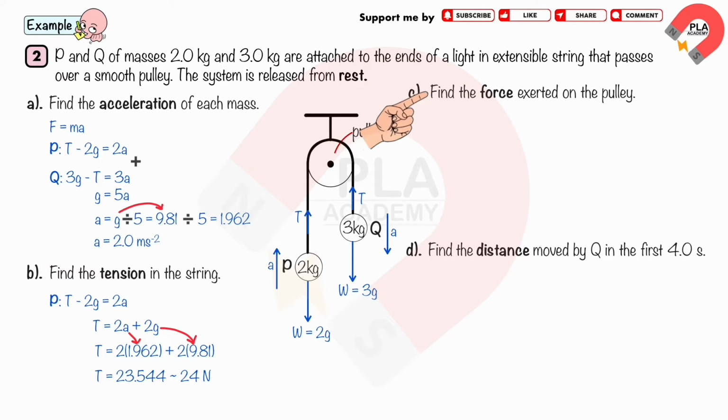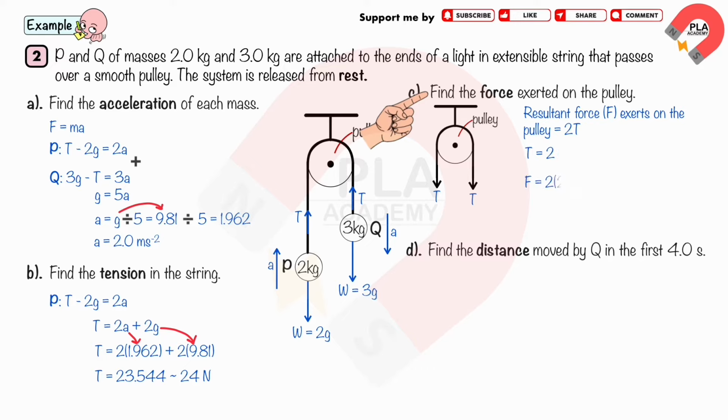C. Find the force exerted on the pulley. Two tensions T act on the pulley downward, like this. So, the resultant force exerted on the pulley is downward with magnitude 2T. Substituting T equals 23.54 newtons. We get the resultant force, F, equals 47 newtons for two significant figures.